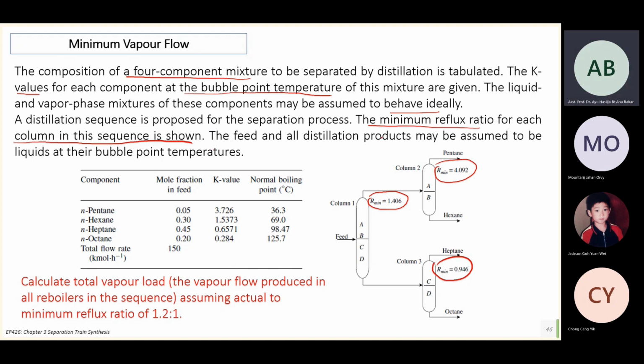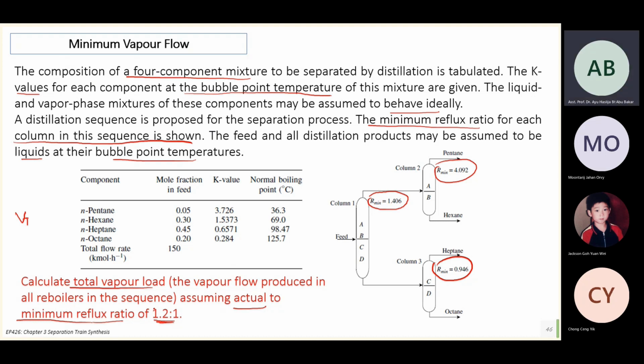Now, the feed and all distillation products may be assumed to be liquids at their bubble point temperature. It asks you to calculate total vapor load. So V total, not V min, V total. The vapor flow produced in all reboilers in the sequence. So assuming actual to minimum reflux ratio of 1.2 to 1. Actual to minimum reflux ratio. R min is given.